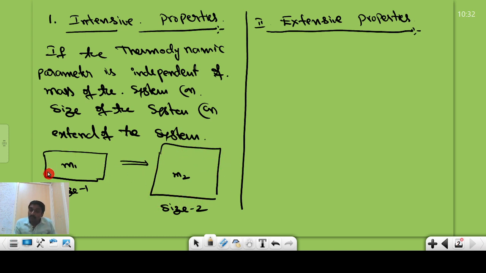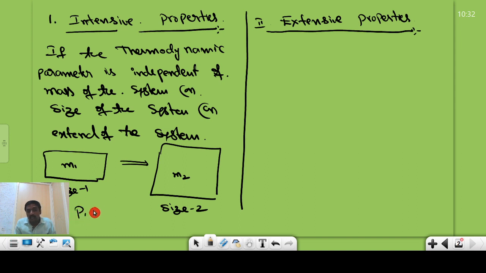If some of the parameters are not varying, even though we are increasing the mass of the system, even though we are increasing the size of the system, even though we are extending the size of the system, then those parameters are called intensive properties or intensive parameters. Let me take some examples of the system.